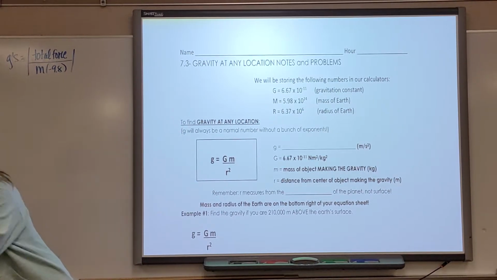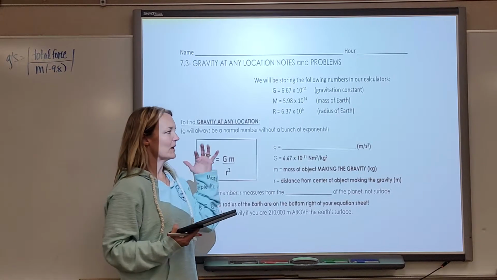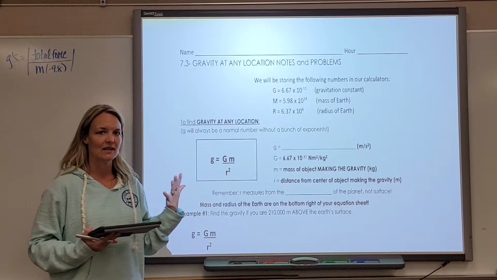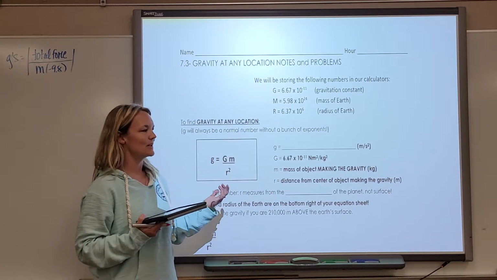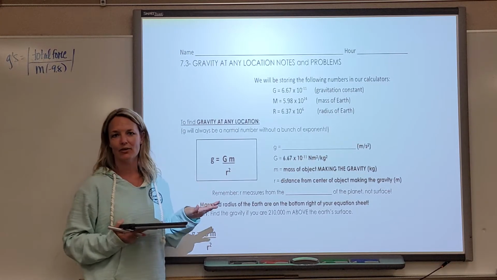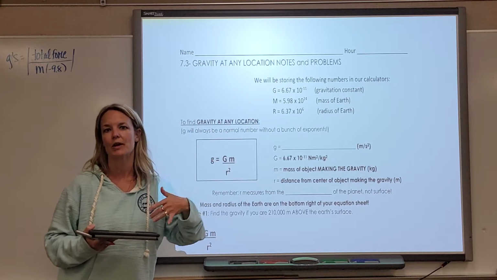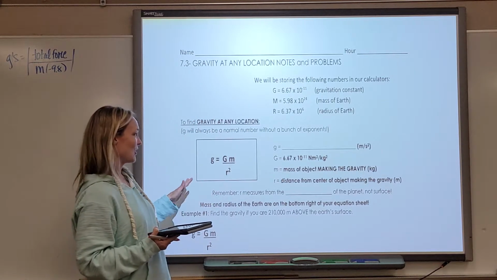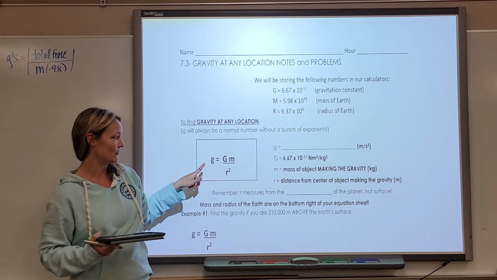All right, from there, yesterday we learned how to find the attraction between any 2 objects at any 2 places. And today we're going to take it a little bit farther. We're going to learn how to find gravity at any location. So whether you're on the Earth, if you're orbiting the Earth, if you're on the Moon, if you're on the Sun, we will be able to find the gravity at that location. Here is the equation for it.